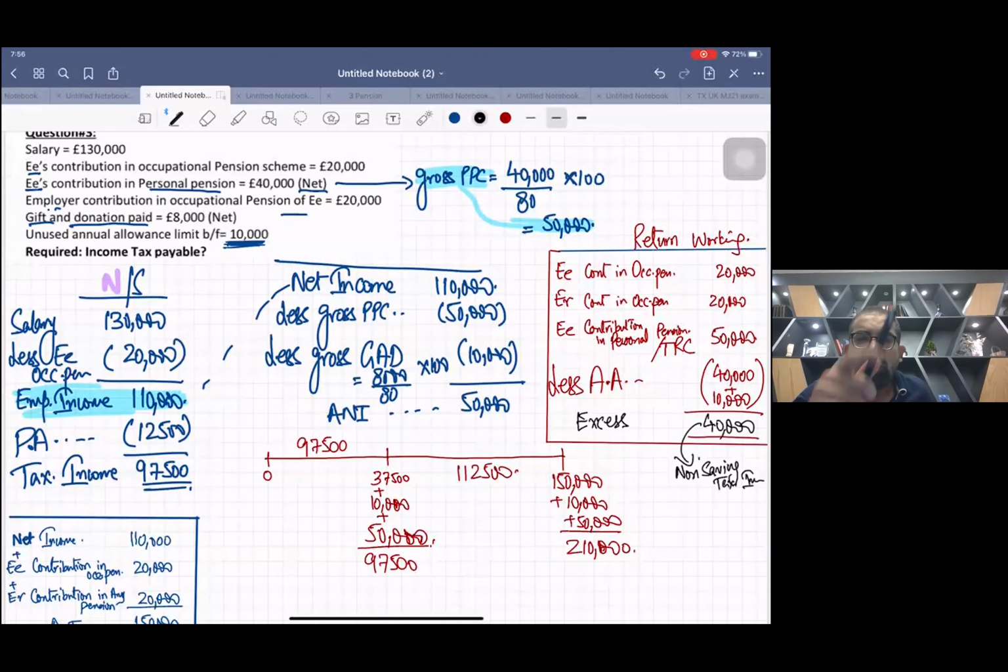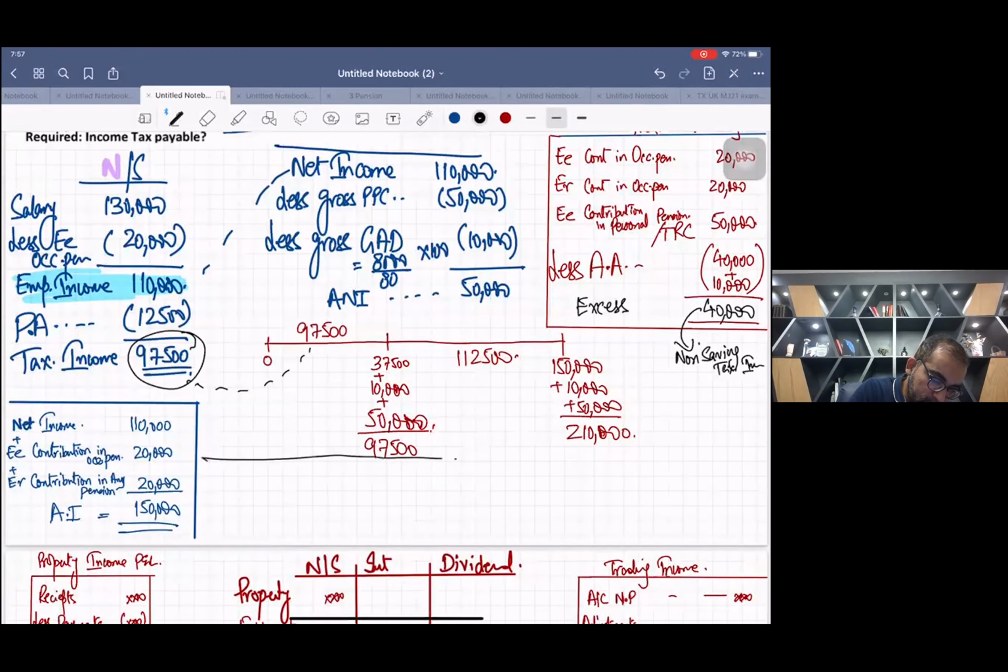First of all, all incomes are non-saving. There is no interest or dividend in this question. So you are going to pick your 97,500 income and you will knock this first band. Luckily the capacity of the first band is exactly 97,500. So the complete 97,500 taxable income will be taxed at the rate of 20%.